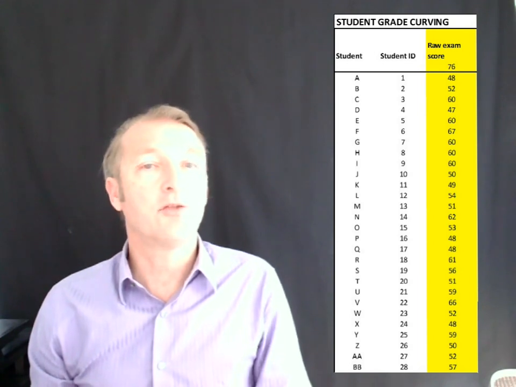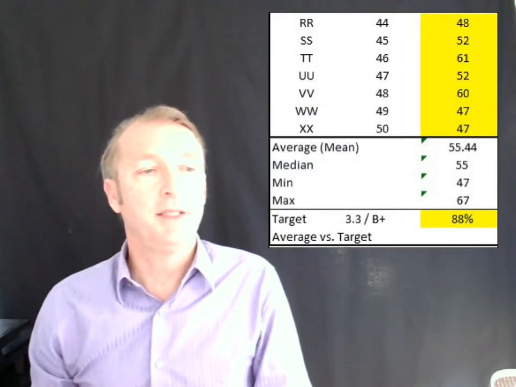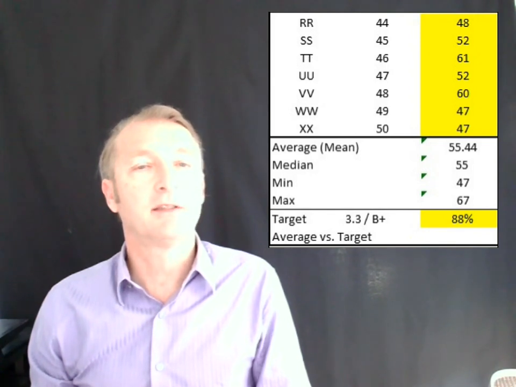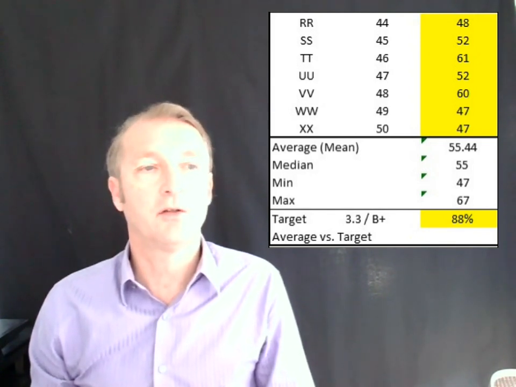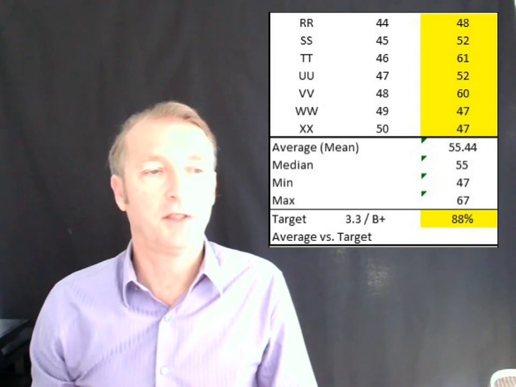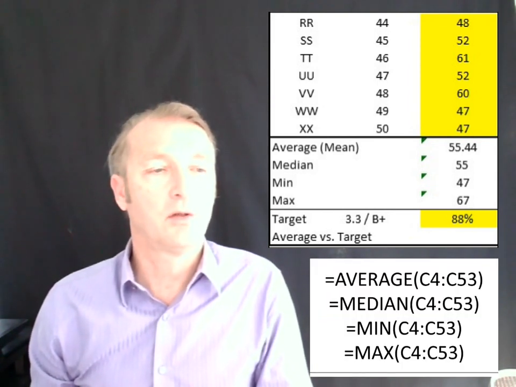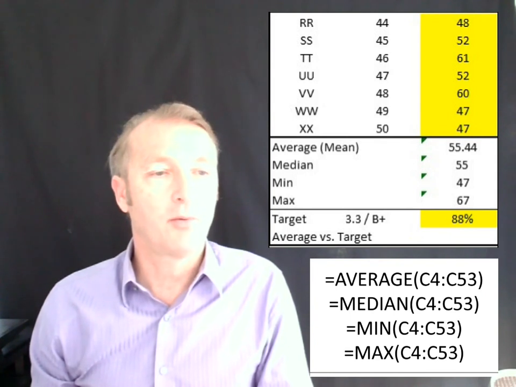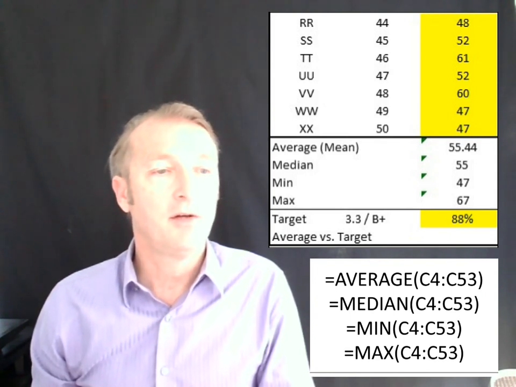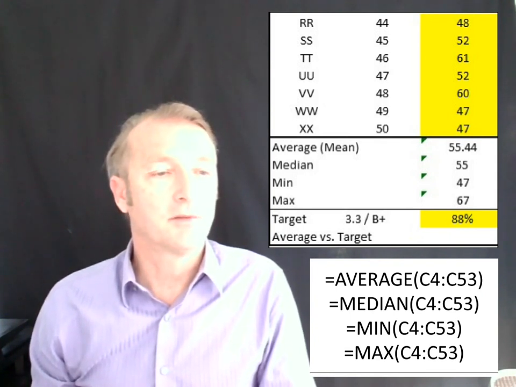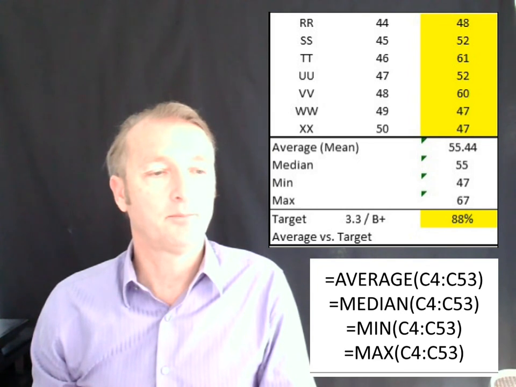So the first thing I normally do is that I add average, median, minimum, and maximum, so I can see the computation of each of the score calculations I have. And in this case, you can see that the average score in the exam was 55 points out of the 75. So that's the score. The maximum score was 67, and the minimum was 47.